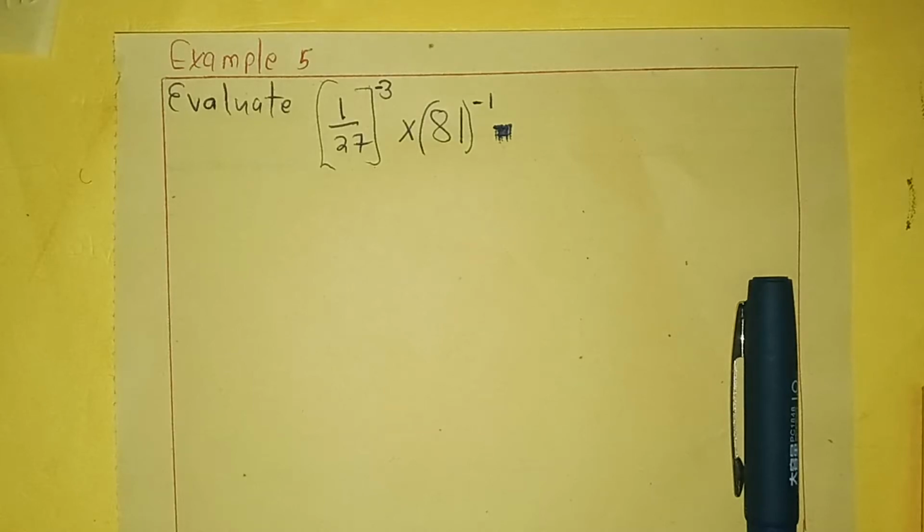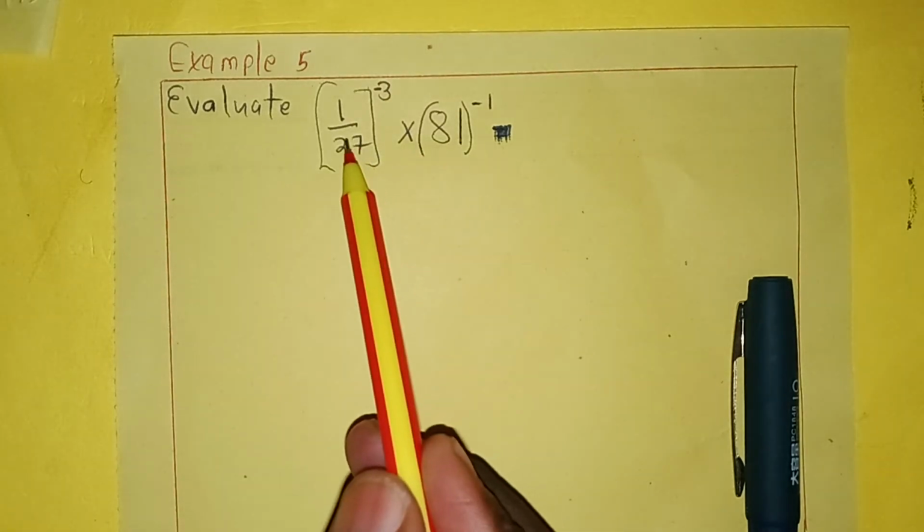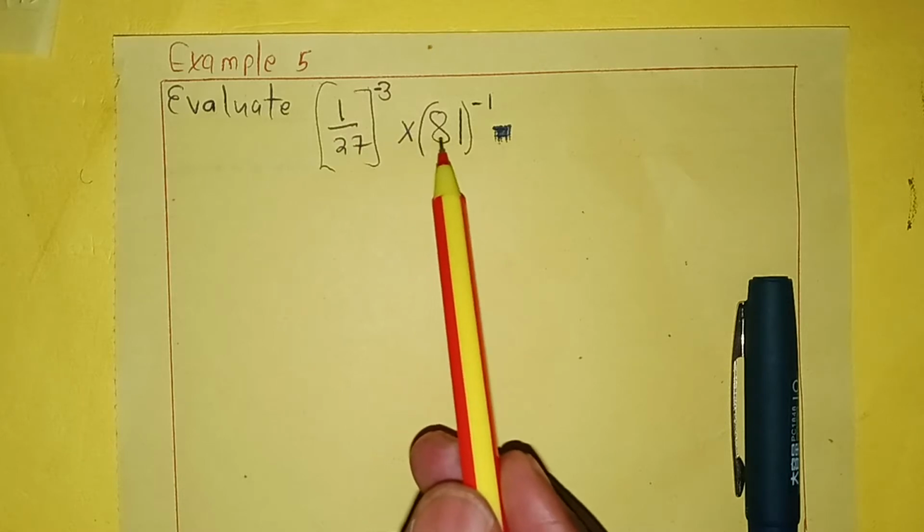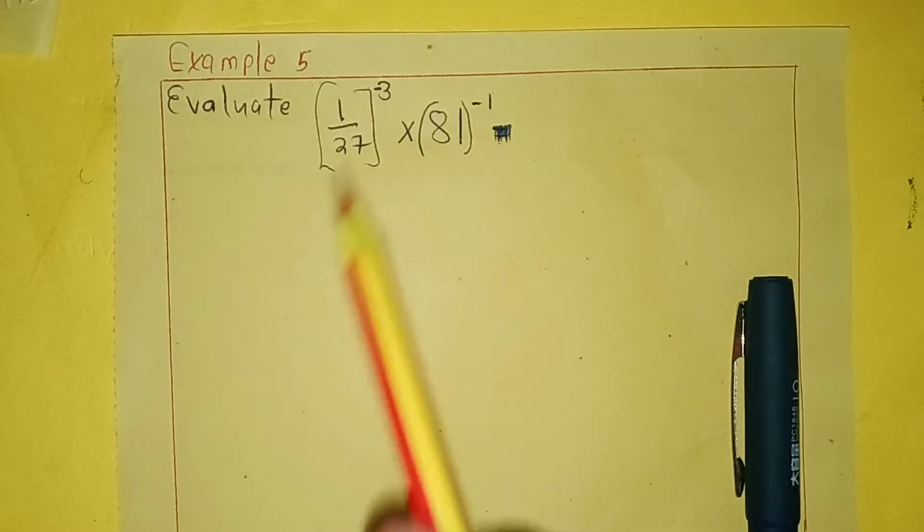Hello guys, in this video we are going to look at example number 5 of a problem involving indices. Now evaluate (1/27) to the power negative 3 times 81 to the power negative 1.